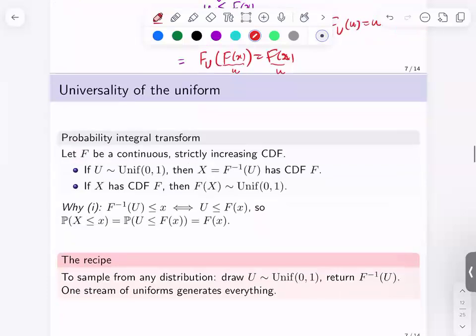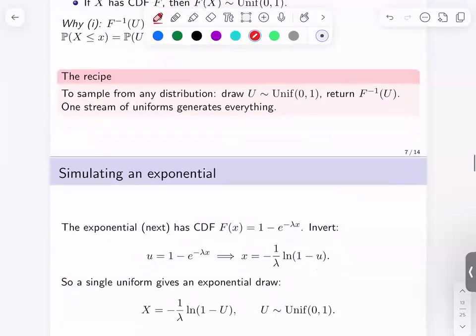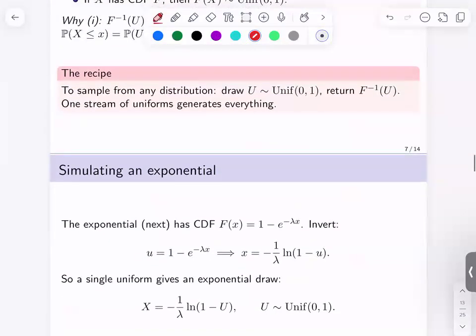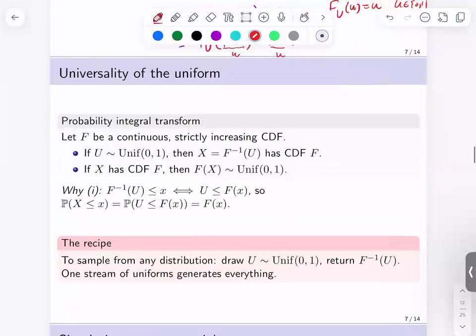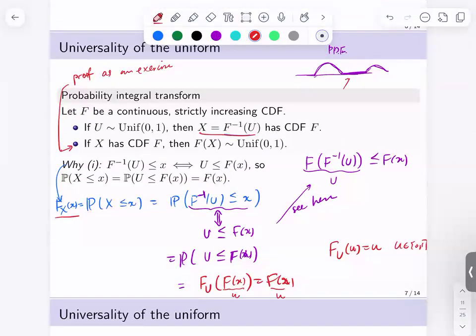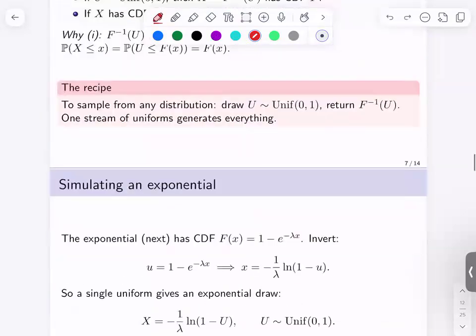Okay, let's see an example. To sample any distribution, draw U uniformly, and then return F inverse of U. Basically, one stream of random generators can generate any kind of continuous distribution. Except you have to worry about some edge cases, but let's not worry about that.